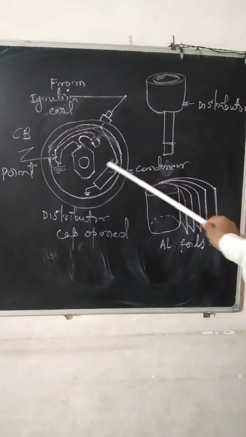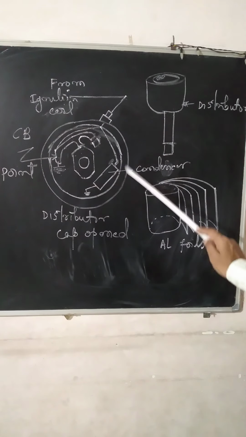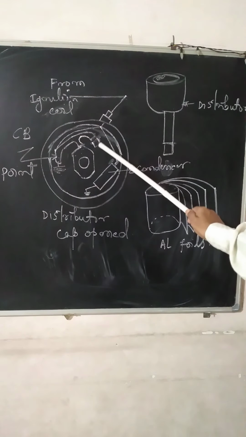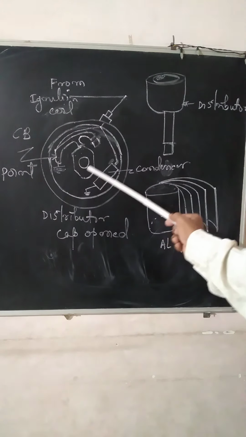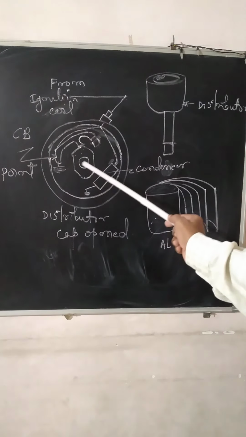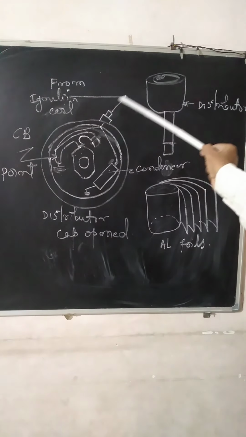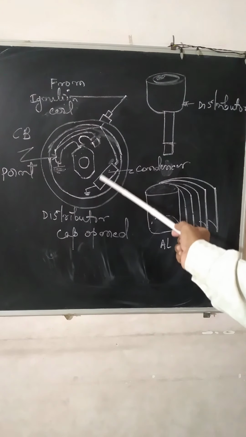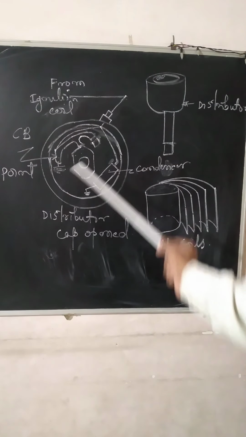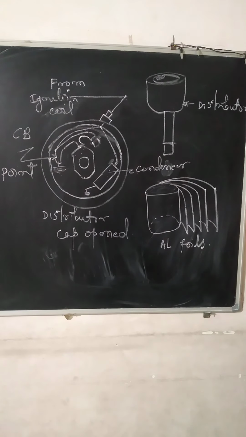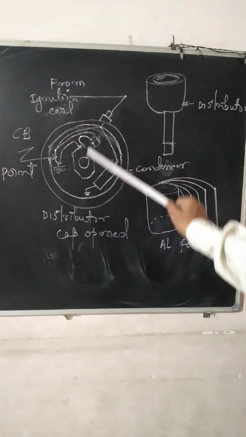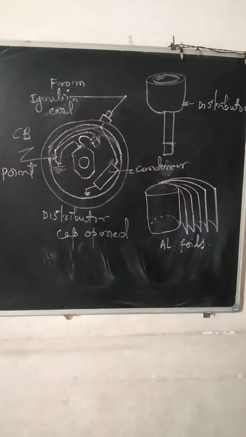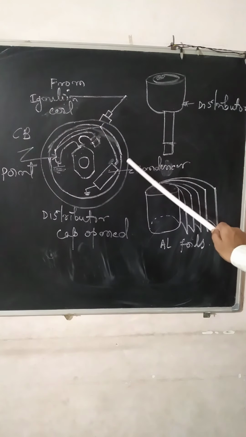Across this, the condenser is connected. The function of the condenser is, when this opens and closes, the flow of current is momentarily stopped. To keep the current in flow condition, it will absorb the electrons and keep them at this one point. Second, it will not allow the arc to occur, so this contact is not burned. Arcing and burning will not occur. This is what the condenser does.